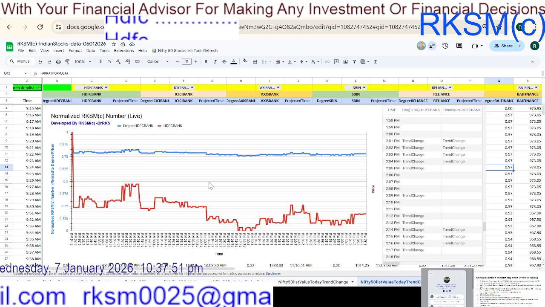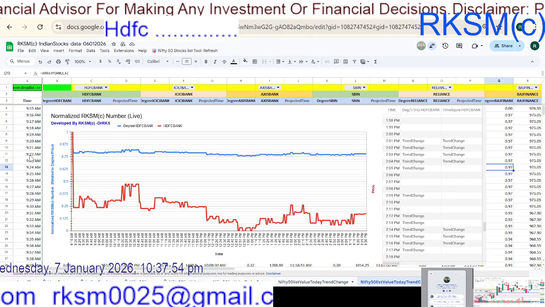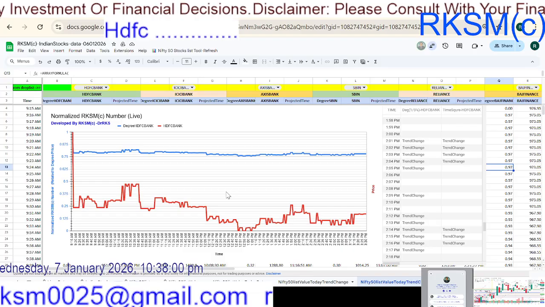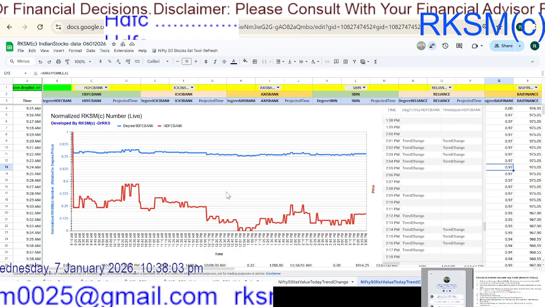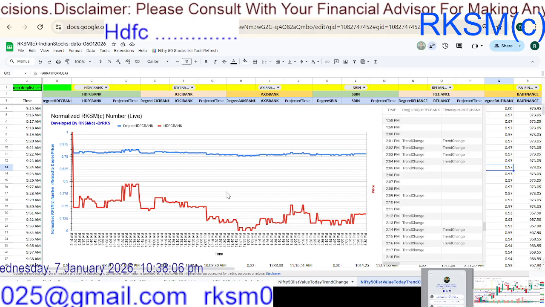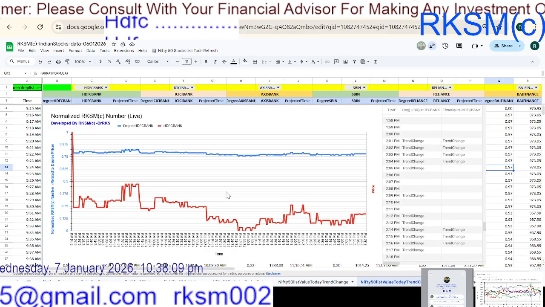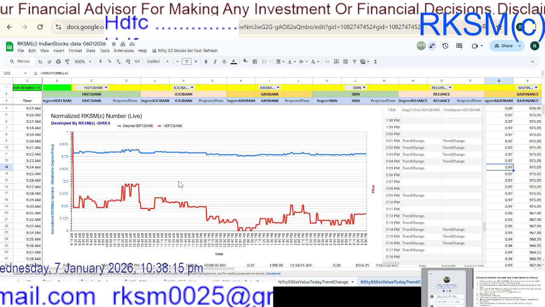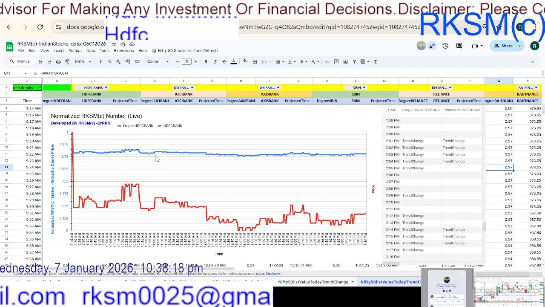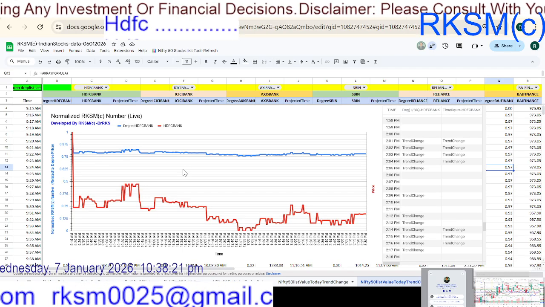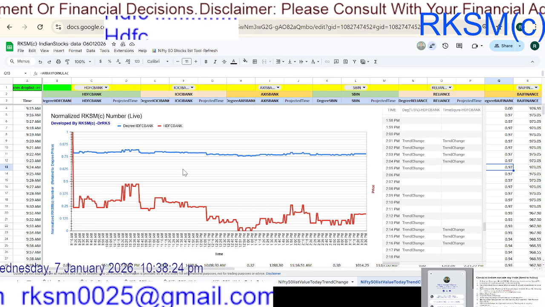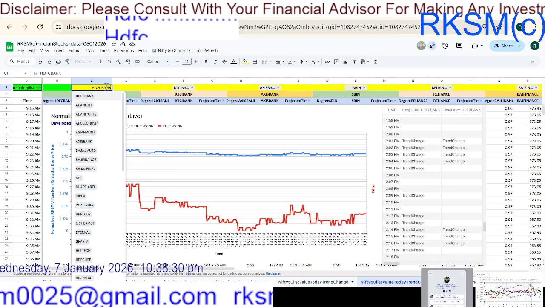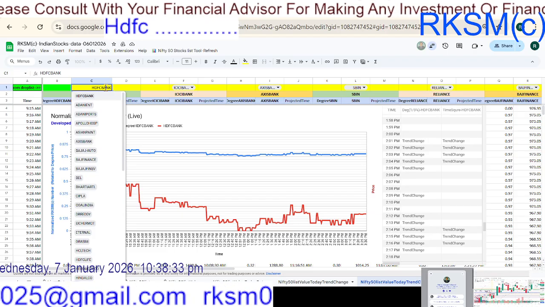Let me give you a brief introduction of the tool. This tool is based on data. Suppose you have a live feed or live data, whatever source you are using. Then you have the asset price, and with respect to time, how this price is changing. Here we have selected HDFC. This tool can be applied to any stock. Here I have considered HDFC Bank today.